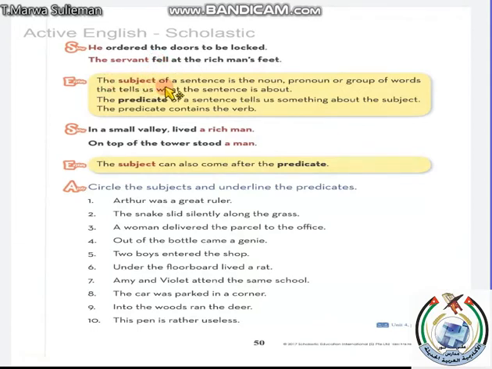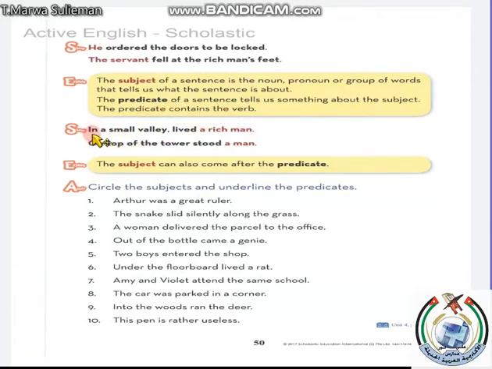The subject of a sentence is the noun, pronoun, or group of words that tells us what the sentence is about. The predicate of the sentence tells us something about the subject. The predicate contains a verb. As we said, the predicate contains a verb.